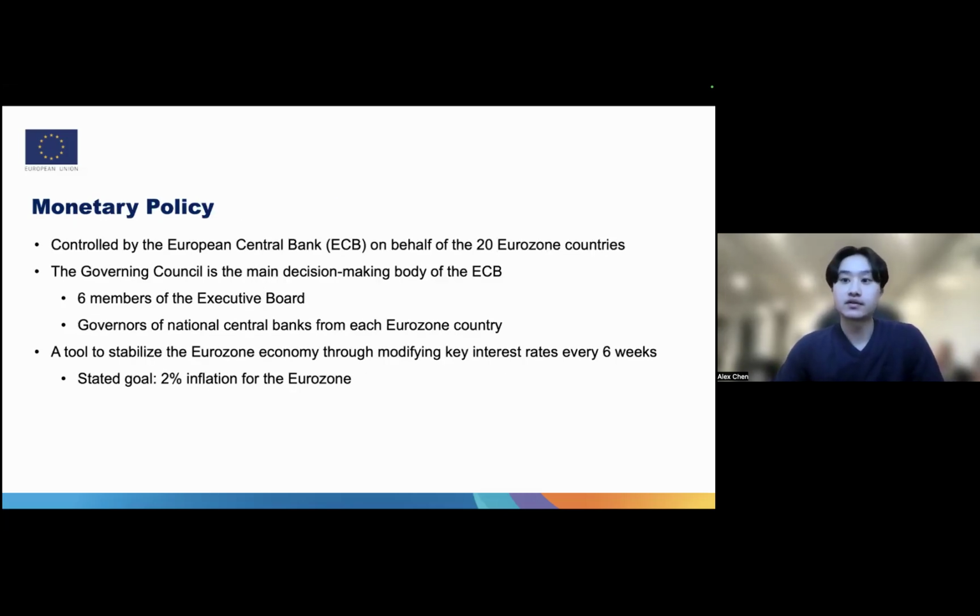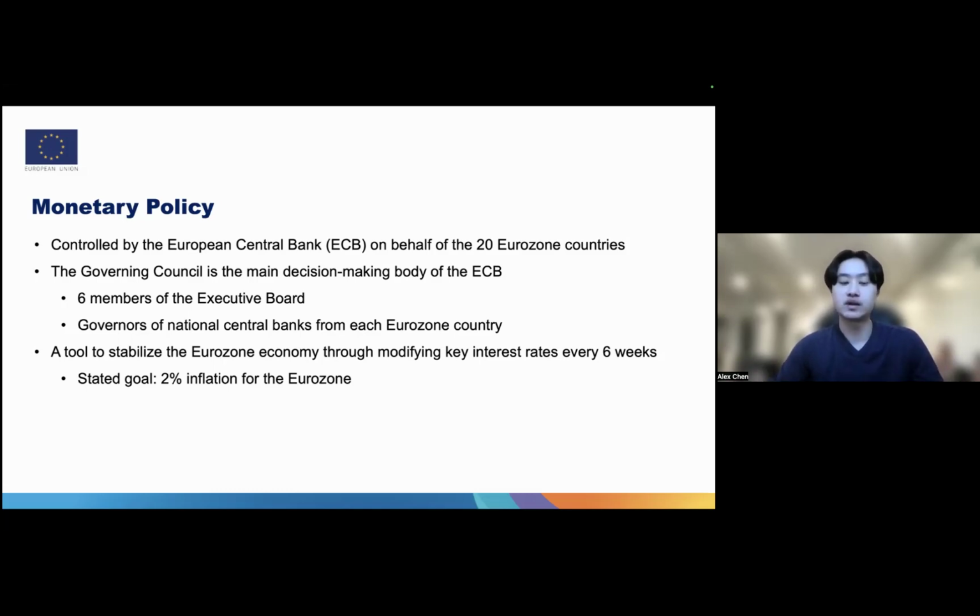And now moving on to the last fundamental that you cover in the first part of your presentations, monetary policy. The Eurozone is in a unique situation because they share currency across different borders, right? And so their monetary policy also looks different than other regions. The Eurozone is controlled by the European Central Bank on behalf of the 20 Eurozone countries. The governing council is the main decision maker within the ECB, and it has 6 members of the executive board and also governors of national central banks from each Eurozone country. So each Eurozone country is obviously represented in these decisions.